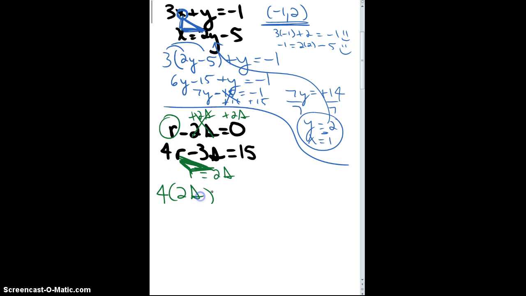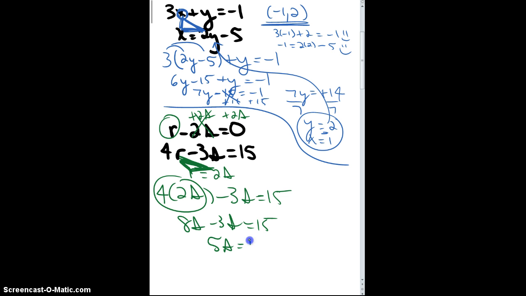So 2s goes in there. Right, so I'm just going to multiply that, which is what, 8s, 5s, divide by 5, s is 3. Now again, remember you're only half done here, so that's part of your answer. Go back, I usually sub it into whichever one I think is easier.